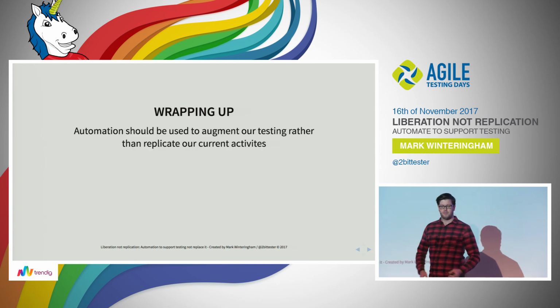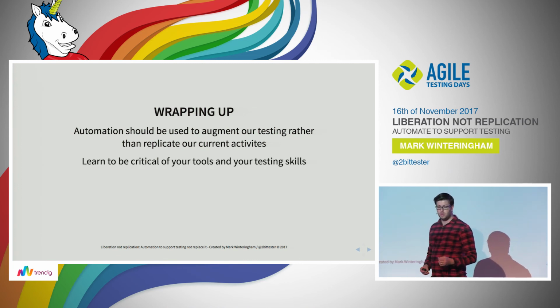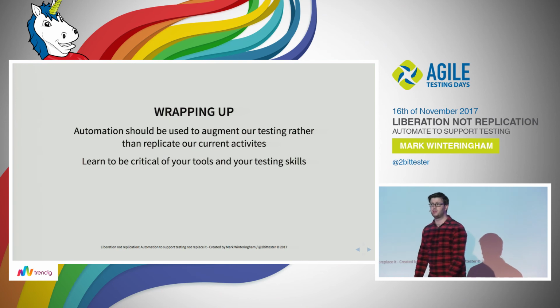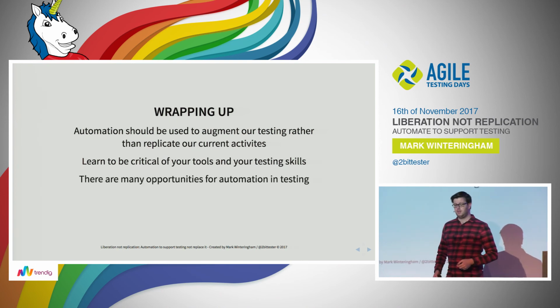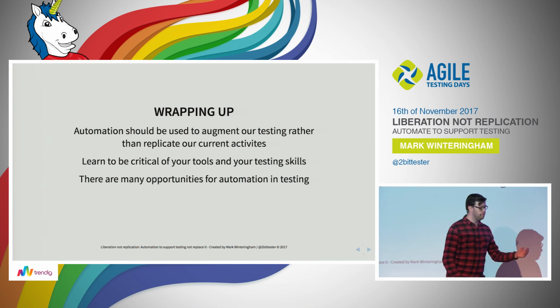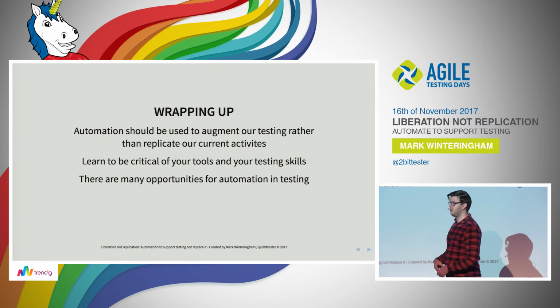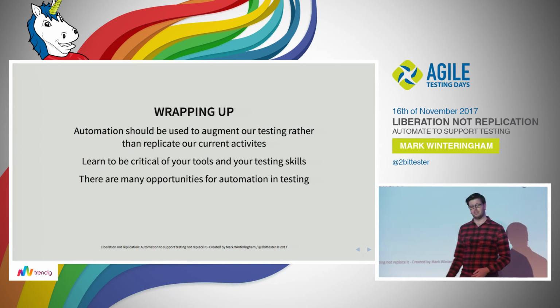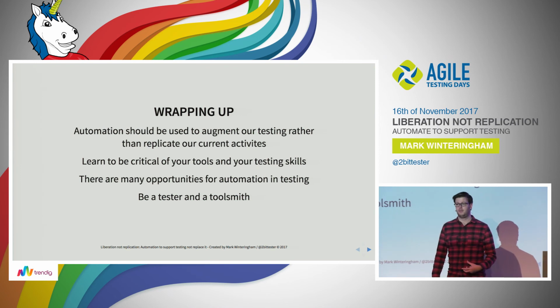So to wrap up, automation should be used to augment our testing rather than replicate it. We should be critical of our tools, and we should be critical of ourselves as what we do as testers. There are many opportunities for automation in testing. We've looked at how we can do things from the more typical regression checking to quite esoteric, crazy JavaScript button pressing exercises. So be a tester and a toolsmith.